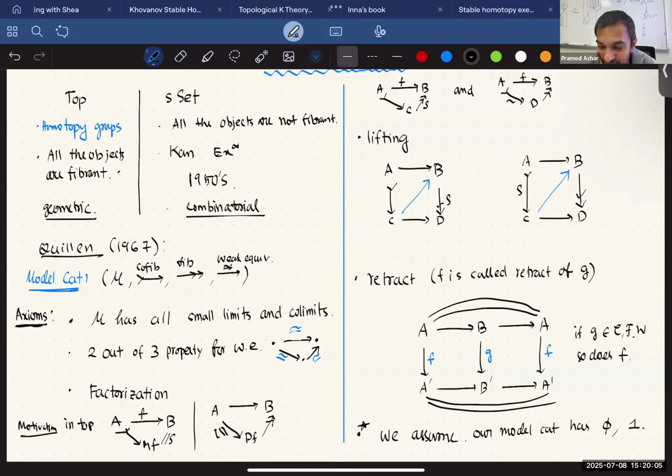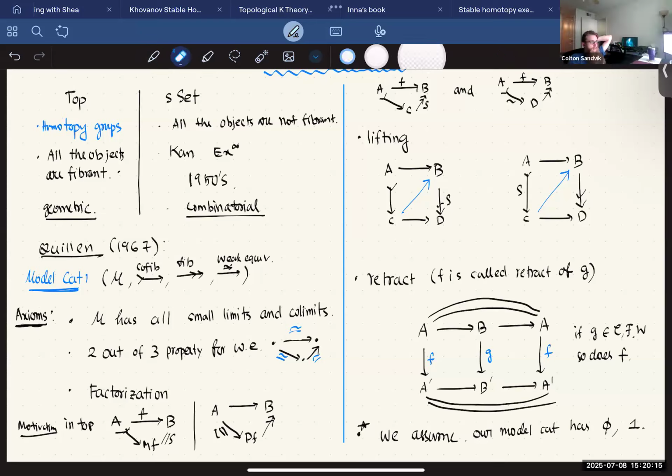I think Colton's point is that they already exist because you already assume that M has small limits and colimits. I see. I don't think this is an assumption. Small limits and colimits means that it has initial and terminal objects, right? If your category is locally small, or maybe slightly stronger than locally small, then yes. Can you say how that happens? Then it'll be clear.